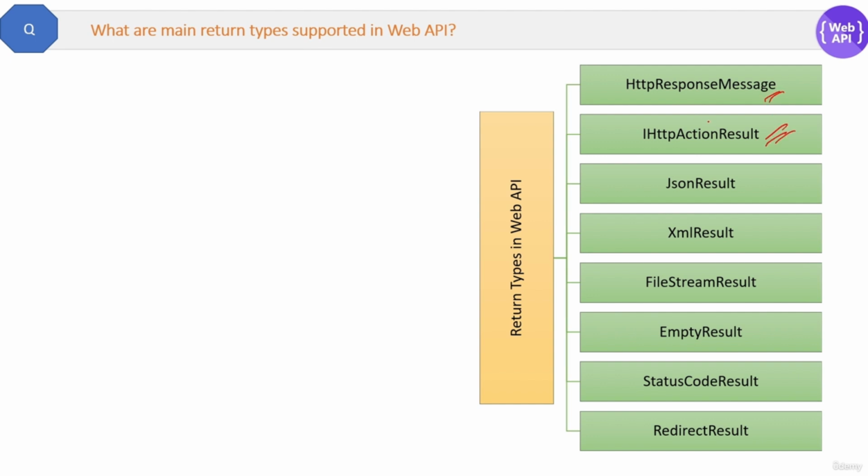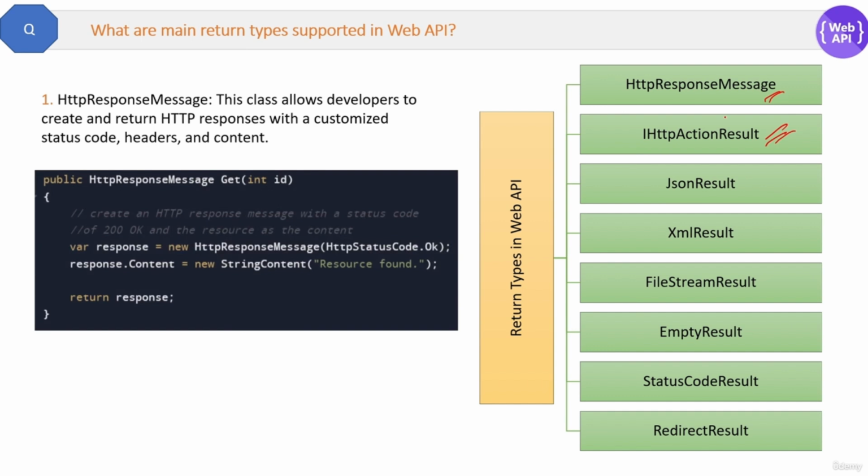The first one is HttpResponseMessage, and this class allows developers to create and return an HTTP response with a customized status code, headers and content. Here is the sample code for this, the HttpResponseMessage. Setting the response status to OK status, then setting the response content, and finally returning the response of type HttpResponseMessage like this.